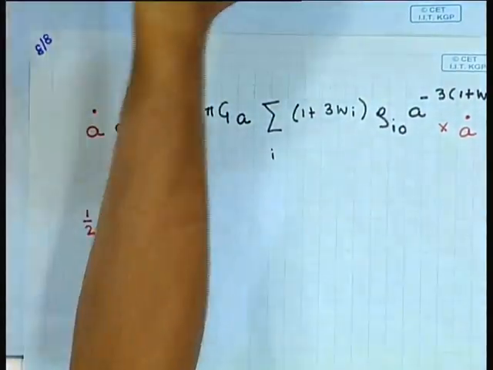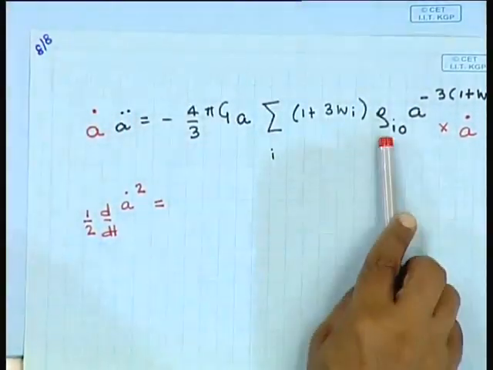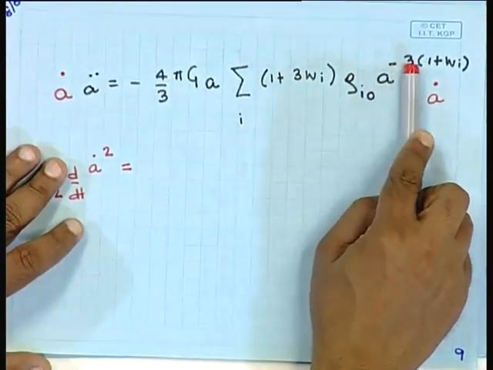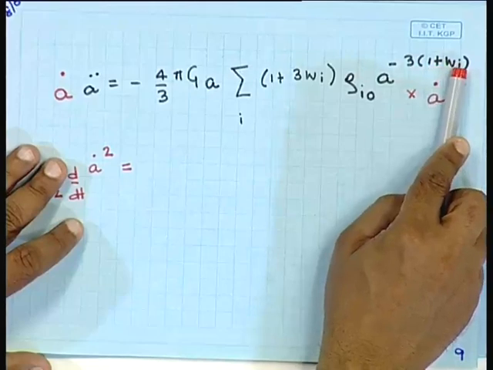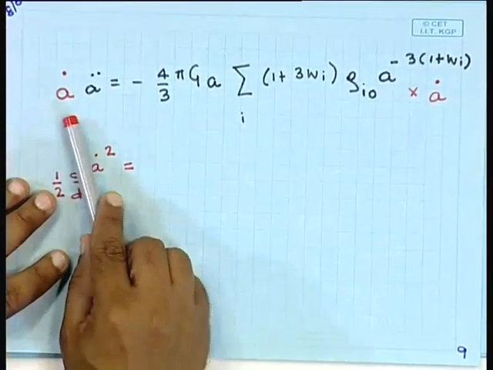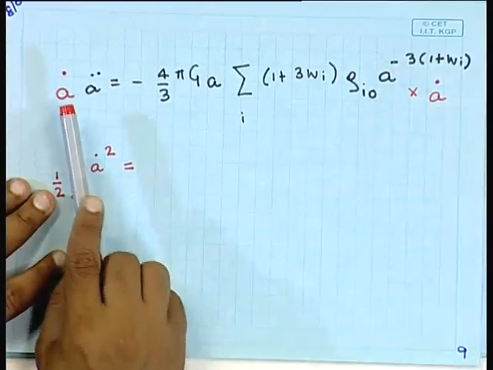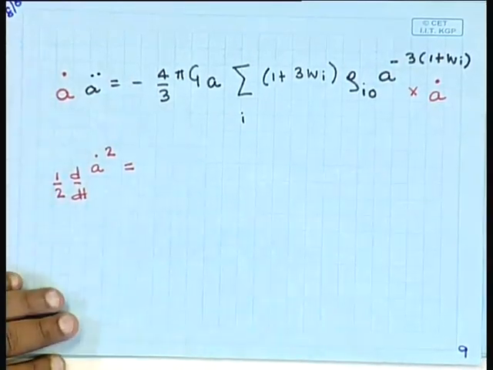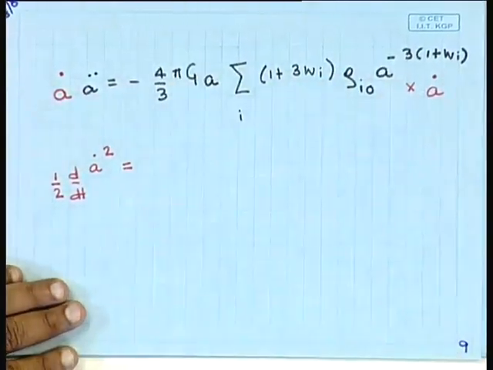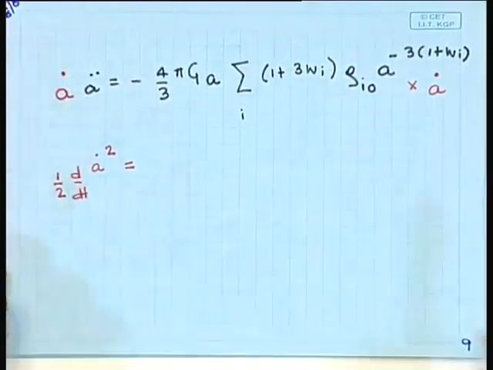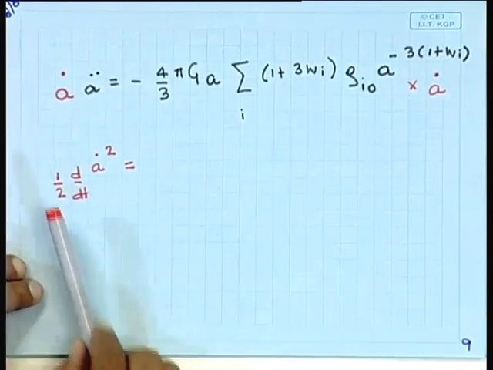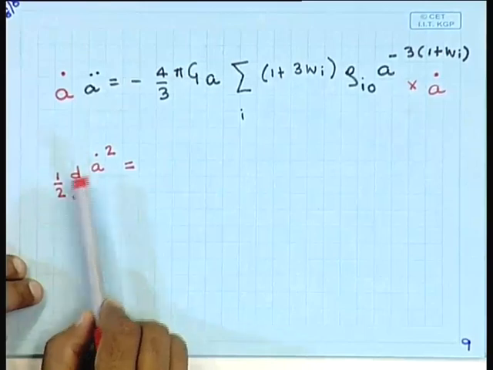So, doing that, we can write it like this: rho I naught into a to the power minus 3 into 1 plus w I. The next step is to multiply both the left and right hand side by a dot. Multiplying the left and right hand side by a dot, the left hand side we can write as half into the time derivative of a dot square.